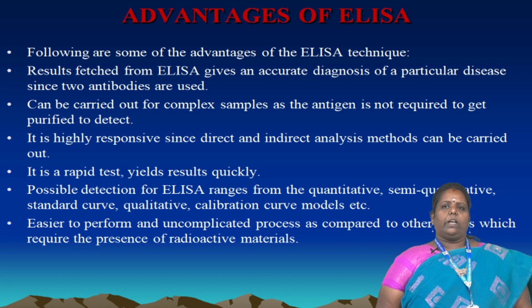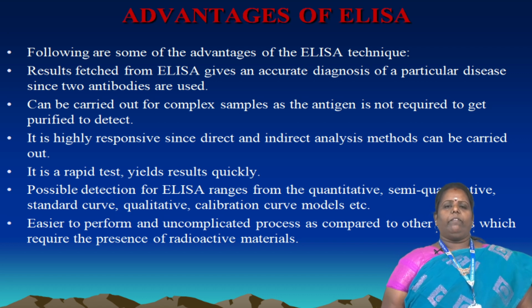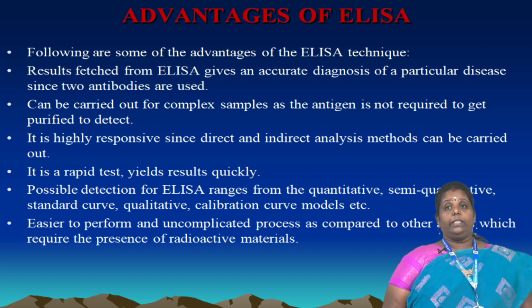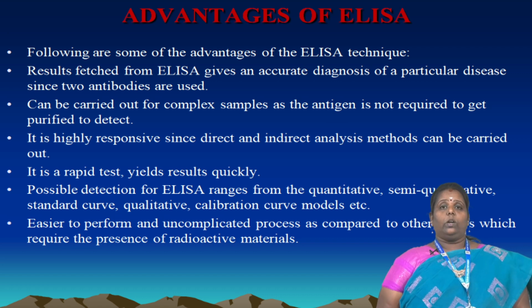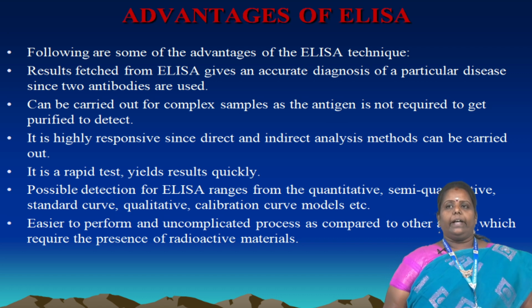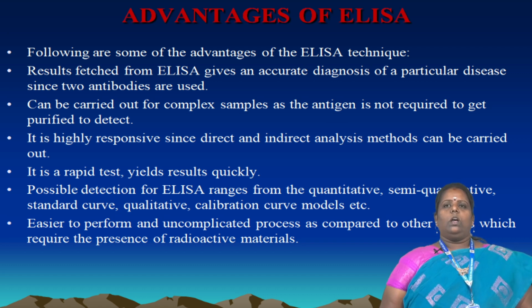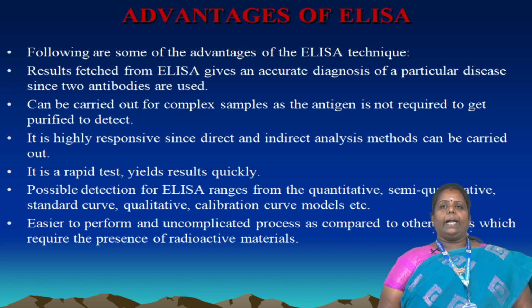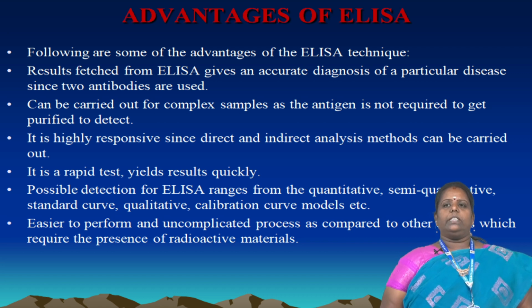What are the advantages of the ELISA? What are the uses of this ELISA test? The ELISA gives an accurate diagnosis of the particular disease. Since two antibodies are used, it can be carried out on a complex sample, and the antigen is not required to be purified for detection. Another is that it is highly responsive, since direct and indirect analysis methods can be carried out. Another is that it is a rapid test method, as I already told you. Yielding the result is also very easy.